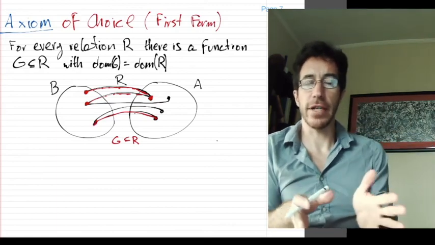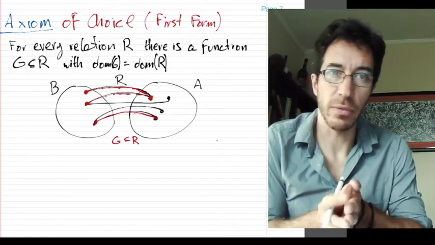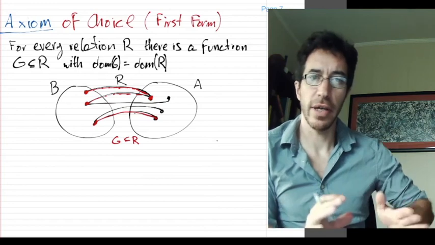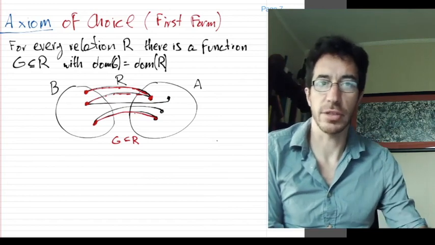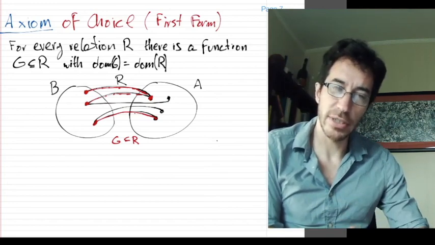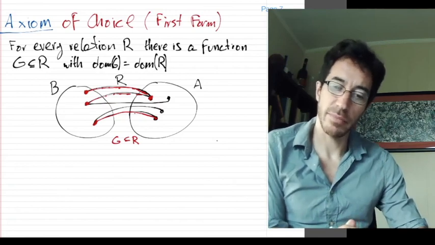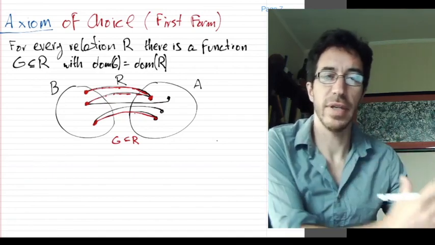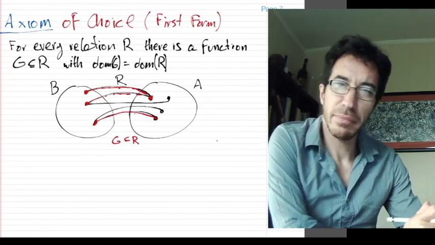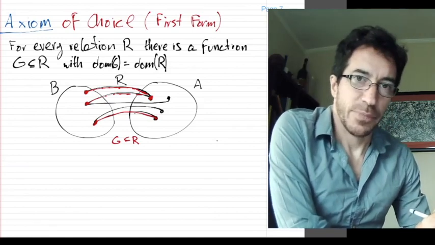So this version of the axiom of choice, in the picture when everything is finite, is trivial. In the finite case, we don't need to call the axiom of choice for this. It's interesting when you have infinite sets, because then you have to make infinitely many choices. And making infinitely many choices, well, we'll talk about this later.